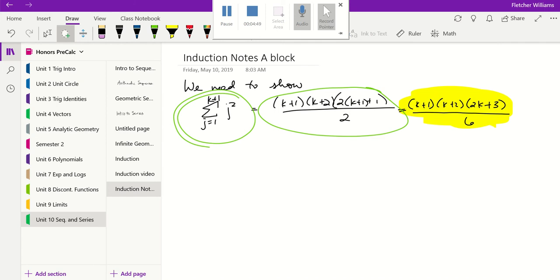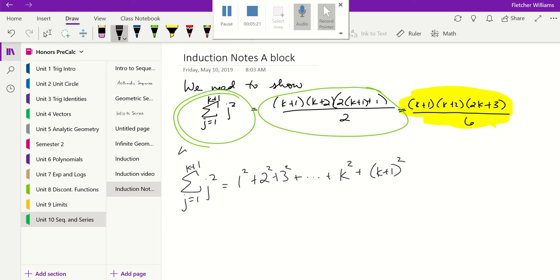That's what we need to show. Okay. Well, let's see what we can do. So if we consider the sum from j equals 1 to k plus 1 of j squared, well, that just means the sum of the first k plus 1 squares. You can imagine going up to k squared, and then k plus 1 squared would be the last term. So it's just adding up all those squares. Anyone have an issue with that?